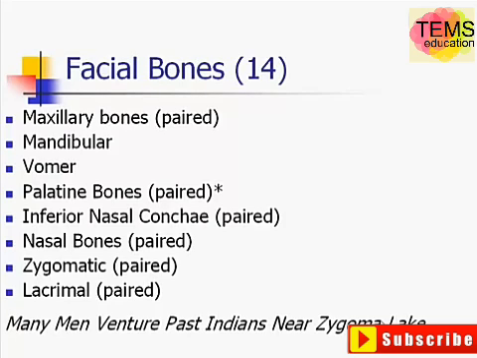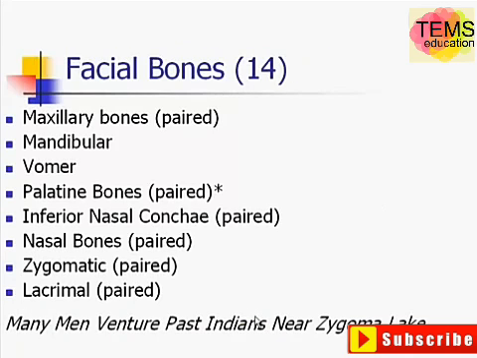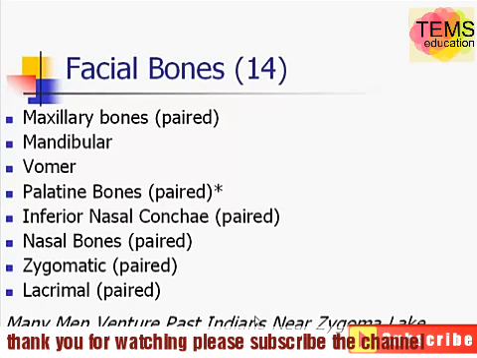The mnemonic to remember the 14 facial bones is many men venture past Indians near Zygoma Lake, lake being lachrymal, zygoma, zygomatic. Note the asterisk after the palatine bones. Reason being it's considered a facial bone because you can see a small portion of the palatine bones in the apex of the orbit.